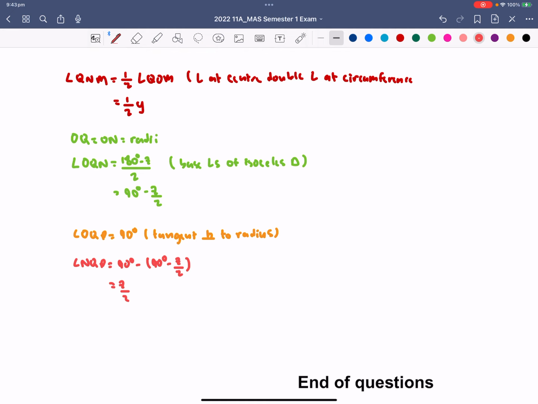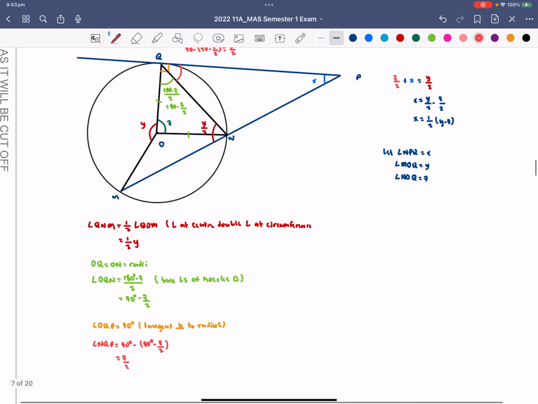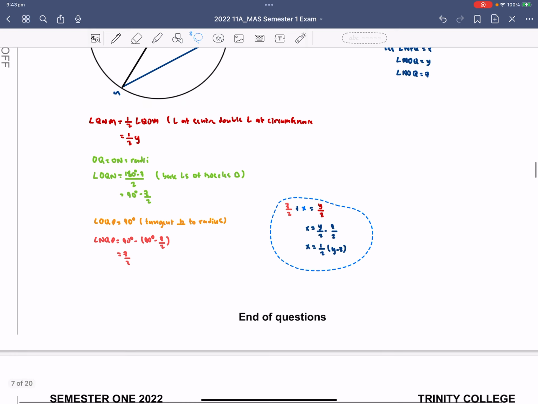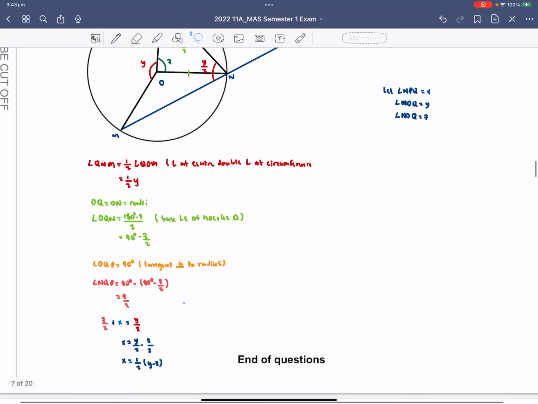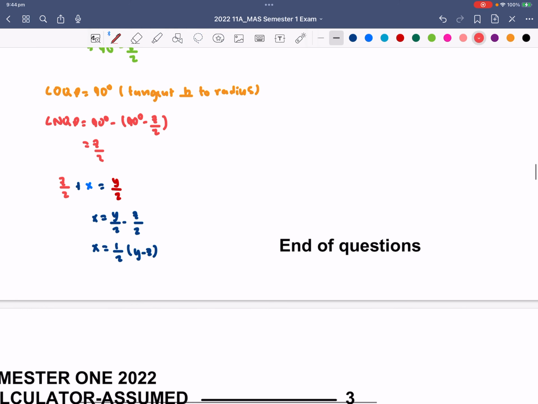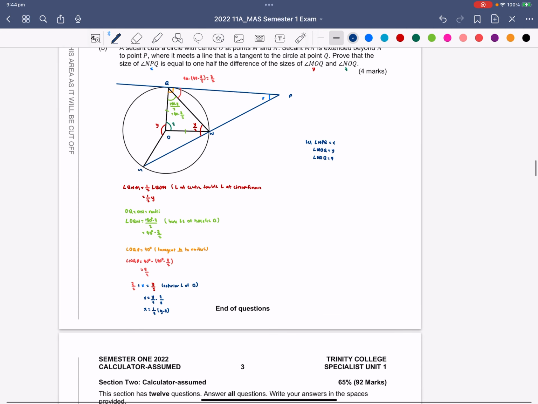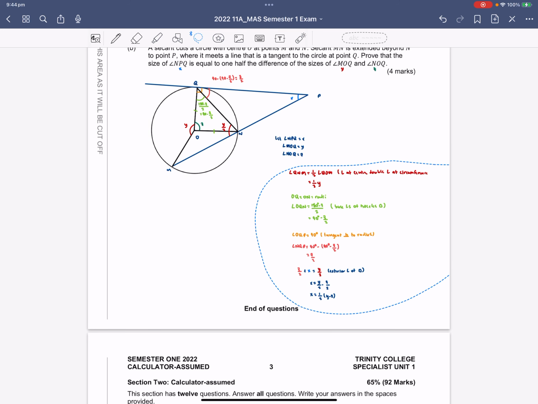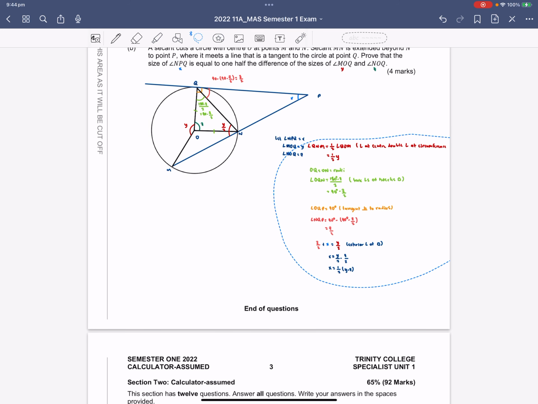And lucky last, I used exterior angle of triangle. I said this plus this equals that. Z on 2 plus x equals y on 2. The reason being exterior angle of triangle. And then it worked out. That's how our proof worked out just perfectly.